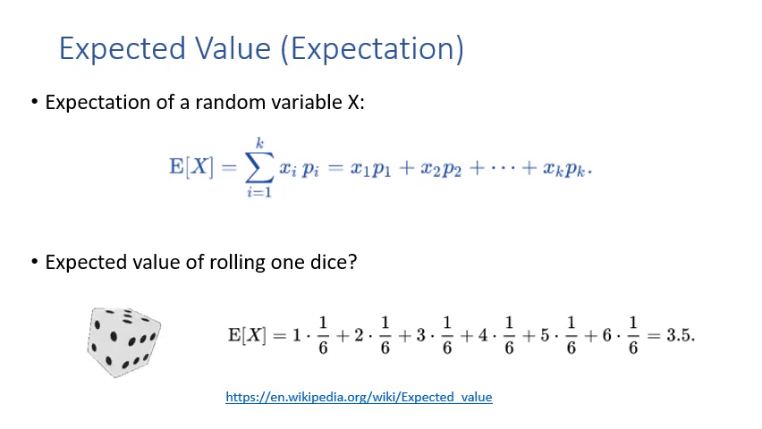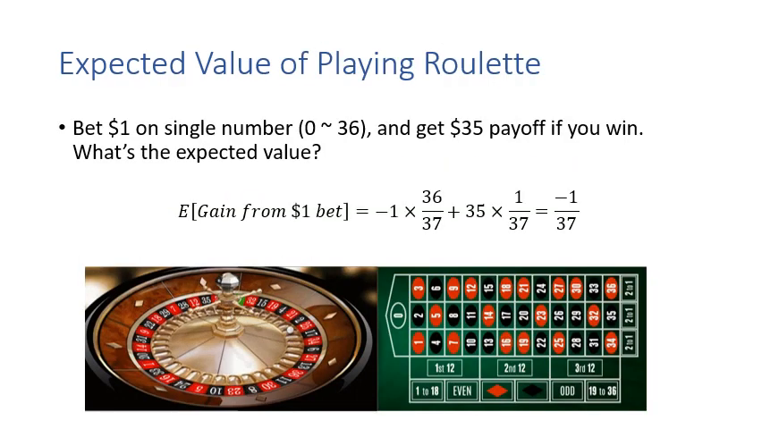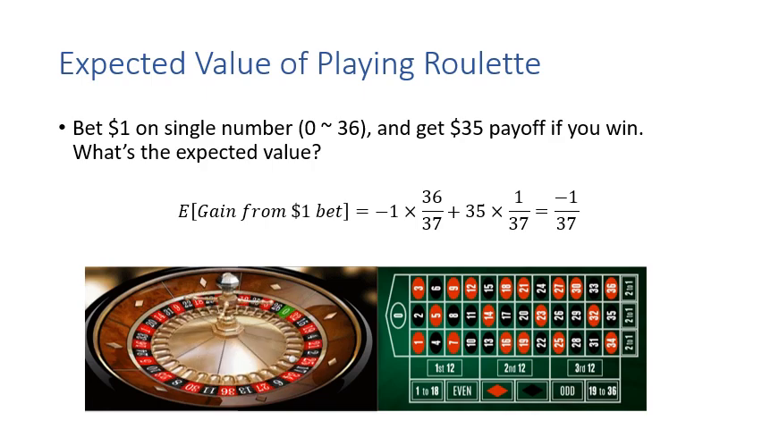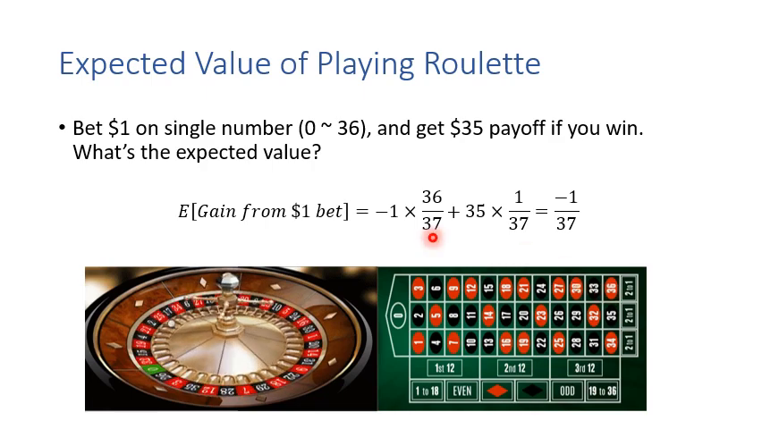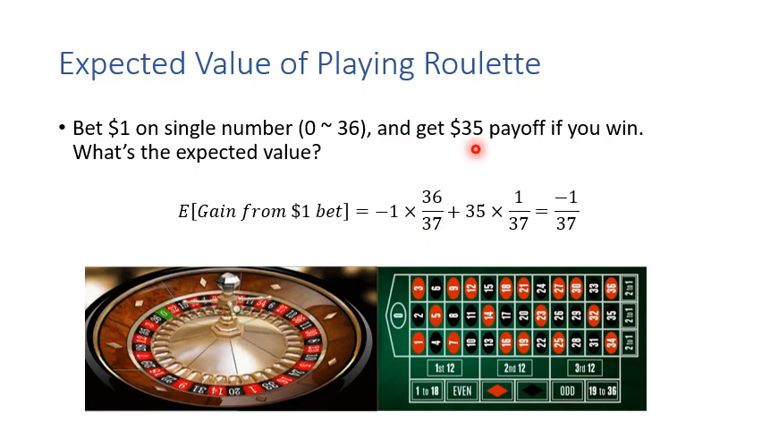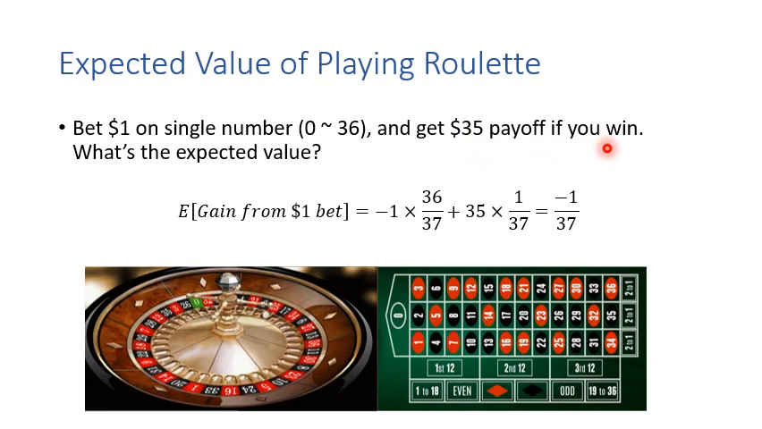Expected value is a simple but very useful concept. You can use expected value to evaluate or estimate the return of a random process. Let's calculate the expected value of playing roulette. Suppose you can bet $1 on a single number. Here's a table. You can bet on any number between 0 and 36, so there are 37 options in total. If you win, you get a $35 payoff. Not a bad deal, right? You just bet $1 and get a $35 payoff.